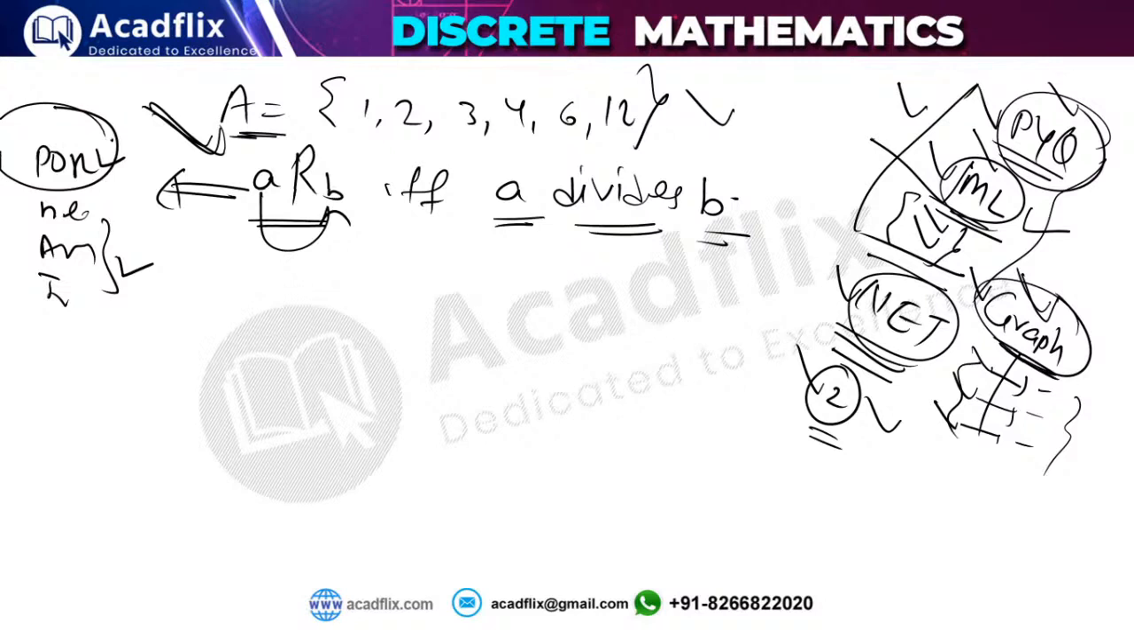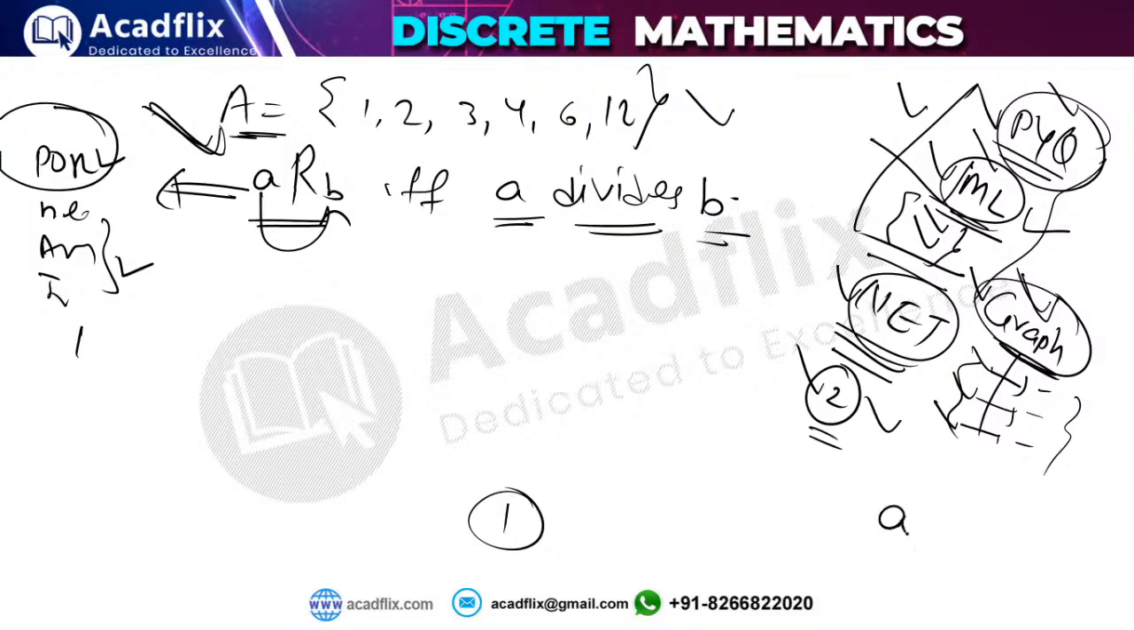How to draw that diagram? You will draw it like this. See, the 1 will come in the bottom. Why? Because 1 is related to everyone. 1 divides everyone. 1 divides 1, 1 divides 2, 1 divides 3, everyone. So 1 will come in the bottom because 1 is related to everyone.